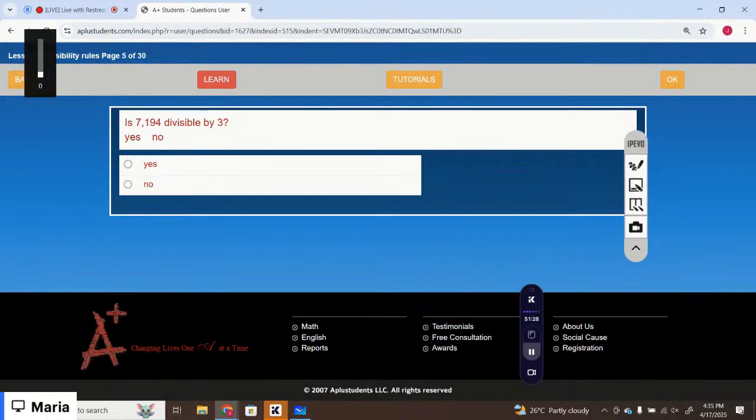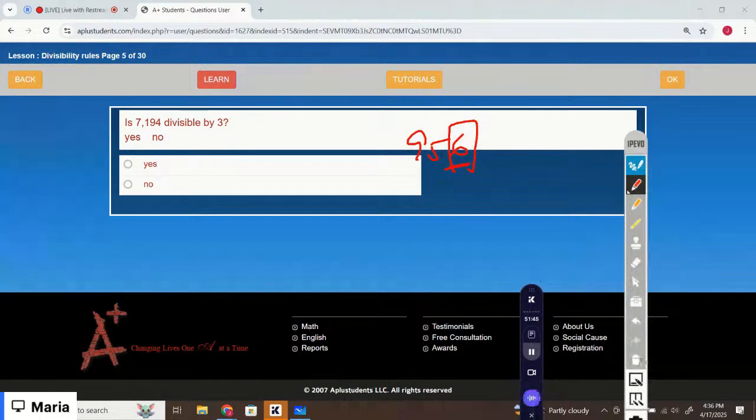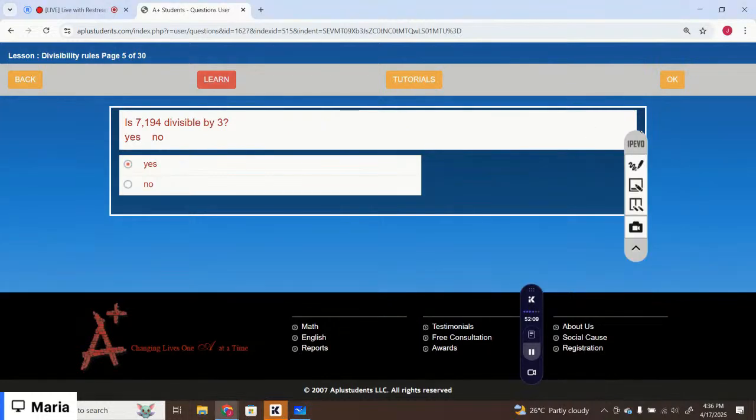Is 7,194 divisible by 3? So you need to apply the divisibility rule for 3. The divisibility rule for 3 is that the sum of all the digits is divisible by 3. So the sum of the digits is 7 plus 1 plus 9 plus 4, which is 21. And yes, 21 is divisible by 3. That means the number is divisible by 3. Yes, it is. You just have to check. Yes, it is divisible by 3.